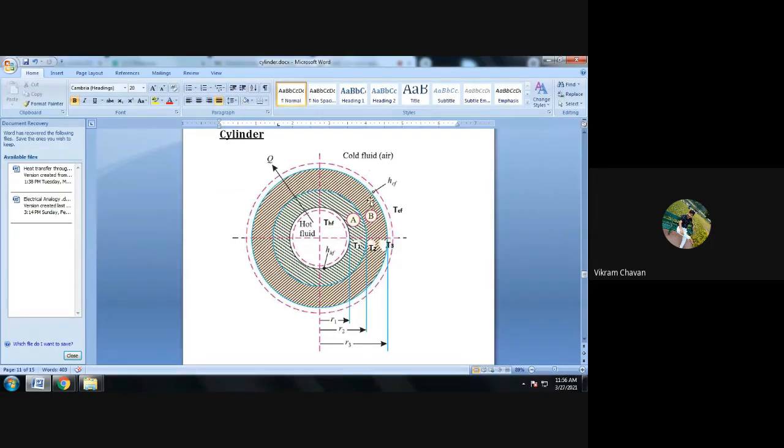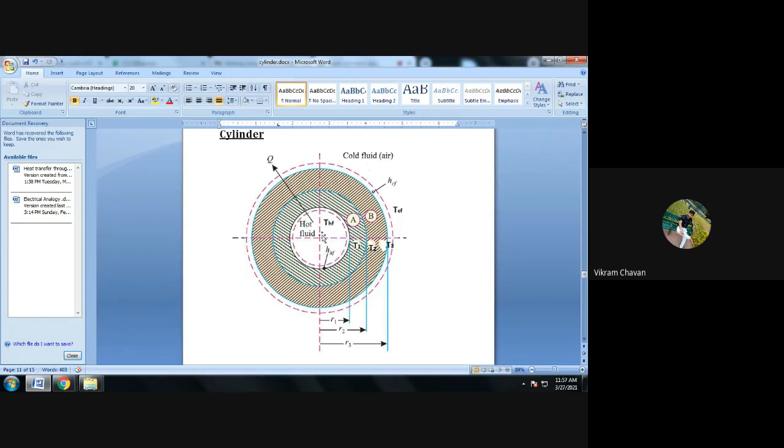Surrounding this cylinder there is a fluid, or we can say the environment, which will be considered as a cold fluid. This cold fluid temperature is T suffix CF. The convective heat transfer coefficient between the external surface of B cylinder and the external environment is H suffix CF, the cold fluid convective heat transfer coefficient.